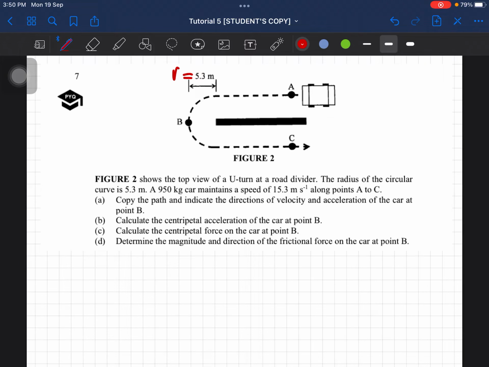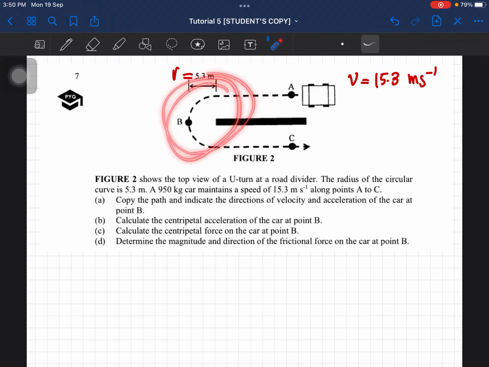A 950 kilogram car maintains a speed of 15.3 meters per second along point A to C. So the speed is 15.3 meters per second. Copy the path and indicate the directions of velocity at point B. For this point, we just want to consider the direction of velocity and acceleration at that point.